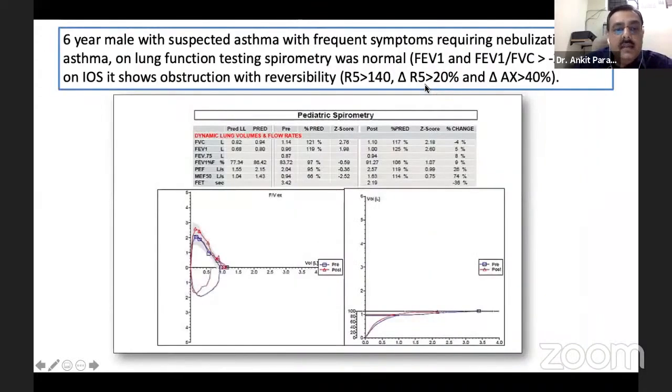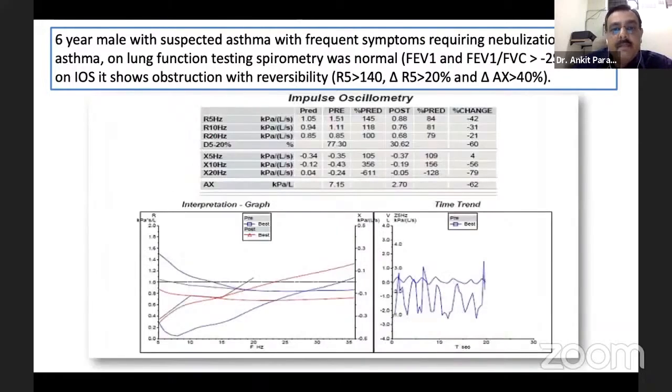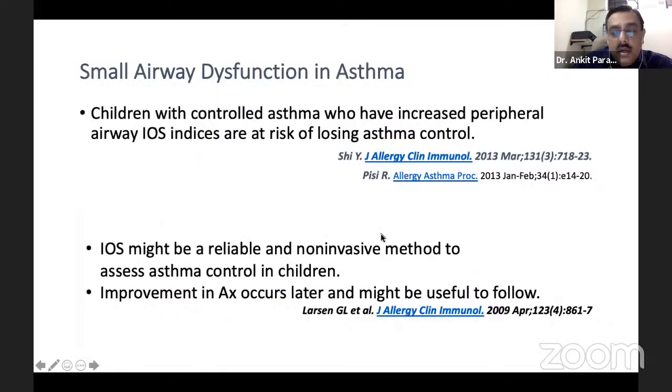And the third child, a 6-year-old, looks like asthma. The spirometry is absolutely normal, no obstruction, no reversibility. And once again you do an oscillometry, you find the R5 values are raised and it shows significant reversibility as well. So there's a definite role of doing oscillometries in our children who present with asthma.